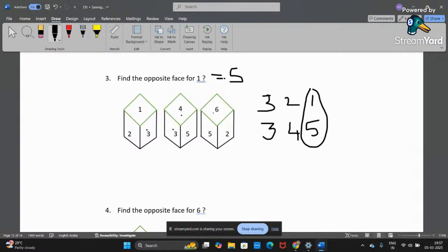You can compare this and this, because here also we have only one number in common. So let's find it out. Let's take 5, 3, 4. From this we take again 5, 6, 2. Which number is missing? We have to find the opposite number, right? Here 1 is missing. That means for 5, 1 is the opposite, and for 1, 5 is the opposite. This is the answer. For 1, the opposite face is 5.